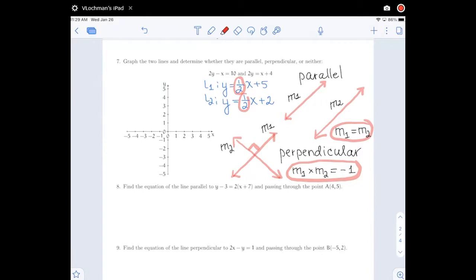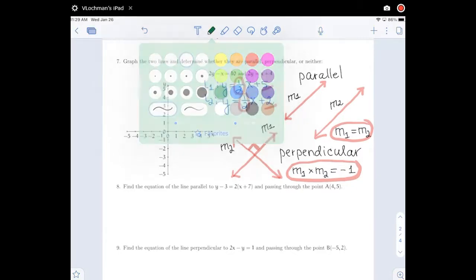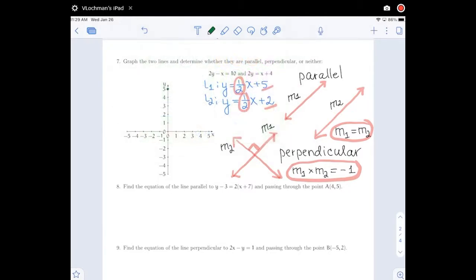Okay, and do they have the same intercept? They do not. They have different intercepts, right? So 5 for the first one, 2 for the second one. We can graph it. So how do we graph a line if we know their intercept and slope? Okay, so we start right here. That's my intercept, 5 for the y coordinate.